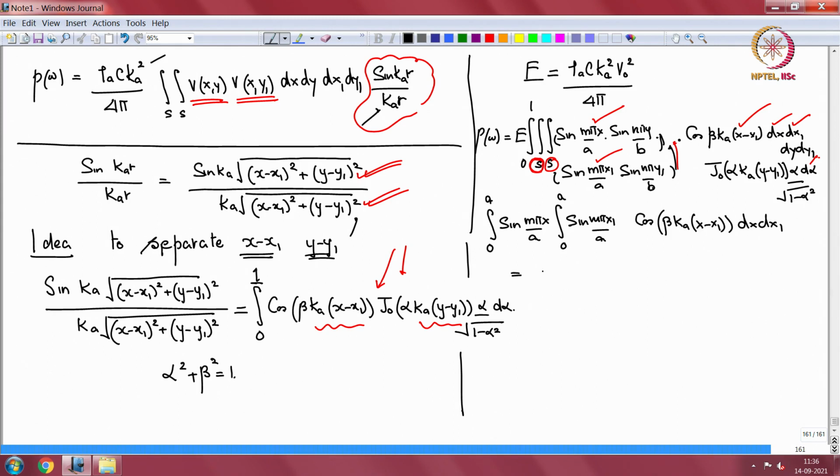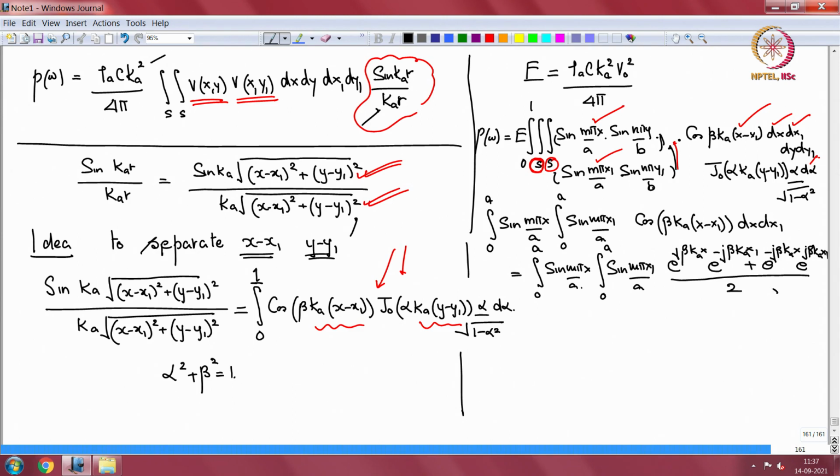Okay, so we get integral 0 to a sin(mπx/a), integral 0 to a sin(mπx1/a), and e^(jβk_a x) e^(−jβk_a x1) + e^(−jβk_a x) e^(jβk_a x1), divided by 2, dx dx1.